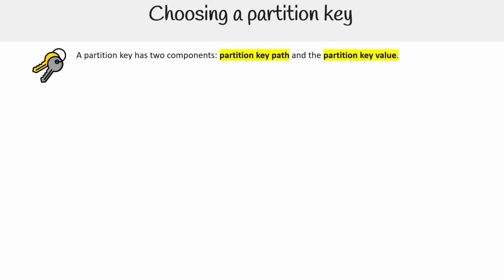All right, let's talk about choosing a partition key. This is super, super, super important to Cosmos DB. The idea is that a partition key is made up of two components, the partition key path and the partition key value. Let's consider a document or a key value that we need, to try to figure out what our partition key path would be.